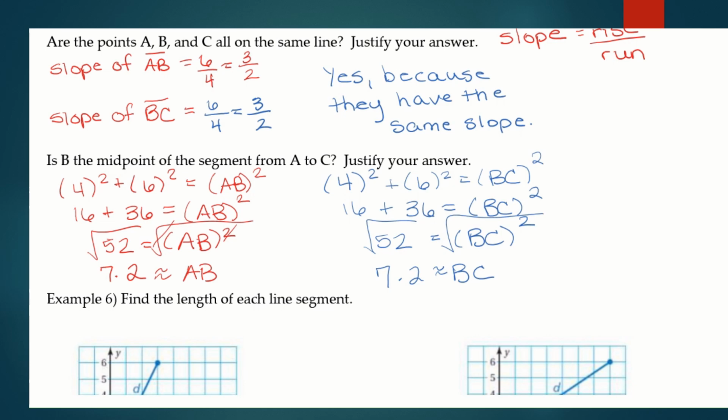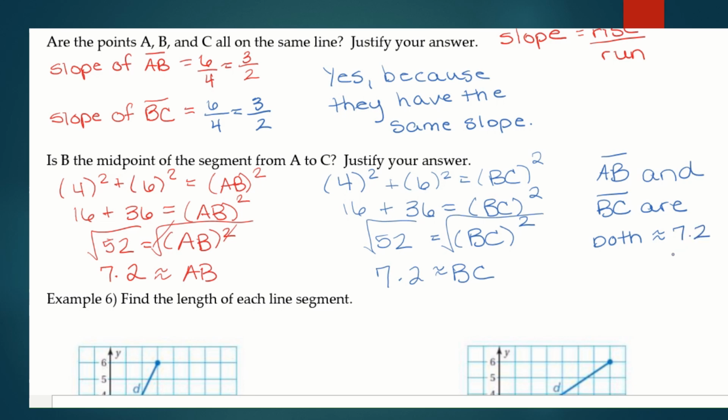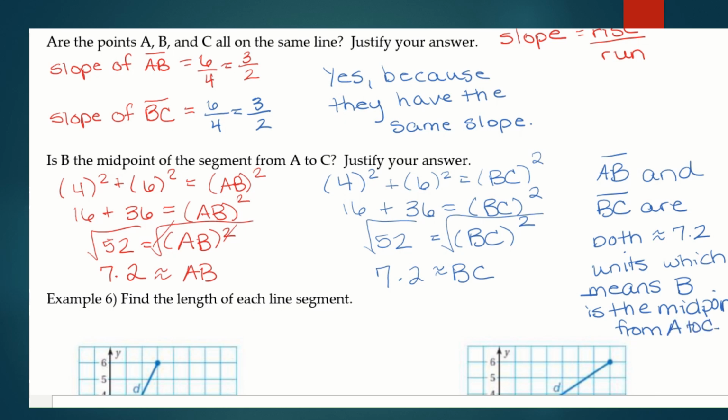So let's see. We have segment AB and segment BC are both approximately 7.2 units, which means B is the midpoint from A to C. If B wasn't the midpoint, then the lengths of segment AB and segment BC would not be the same. Okay, they would be different.